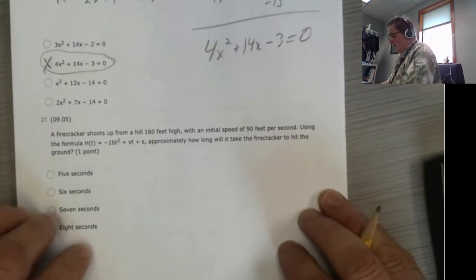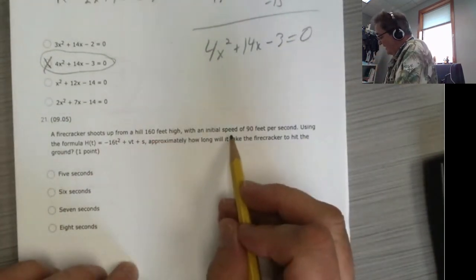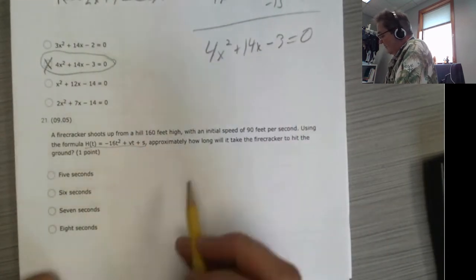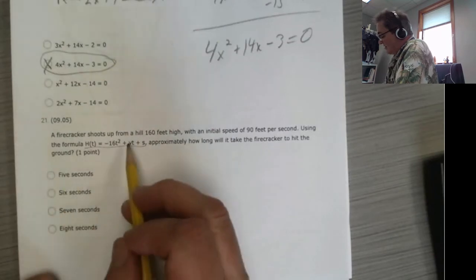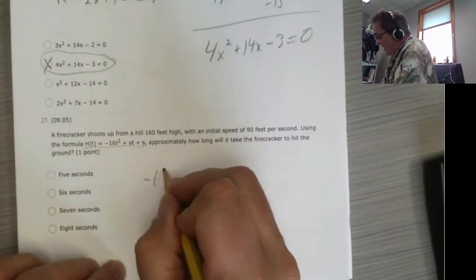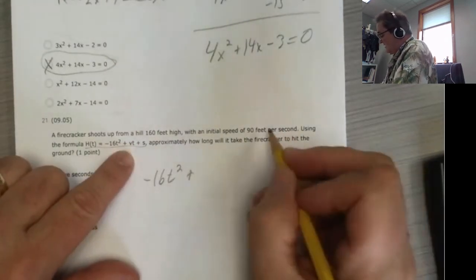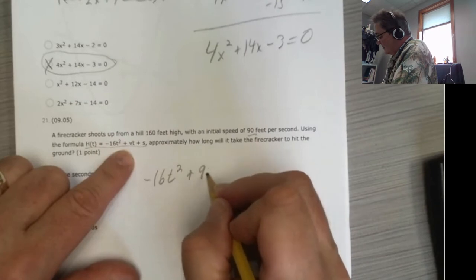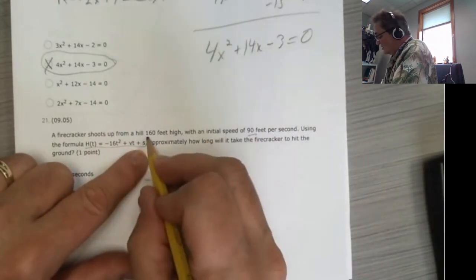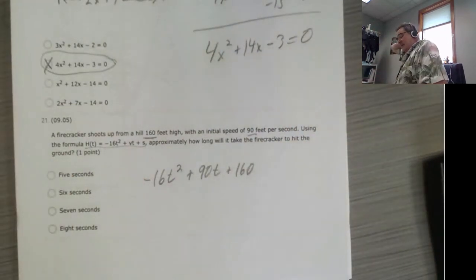All right, a firecracker shoots up from a hill 160 feet high with an initial speed of 90 feet per second. So using this formula, approximately how long will it take the firecracker to hit the ground? So when will this hit the ground? So negative 16 t squared, that is gravity. That's the effect of gravity. Plus v is our velocity. We're starting at 90 feet per second. Plus s is our starting height. We started at 160 feet high.